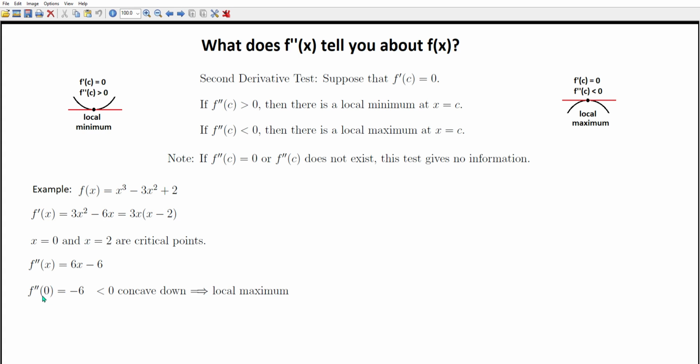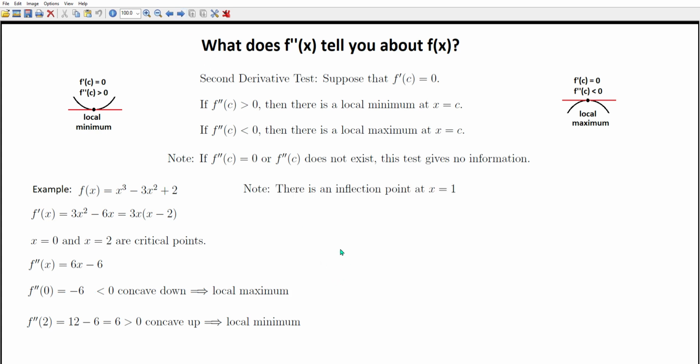f double prime of 0 is just minus 6. That's less than 0. That means concave down. That's this picture. We get a local maximum. f double prime of 2 is 12 minus 6, which is bigger than 0. Concave up, local minimum.